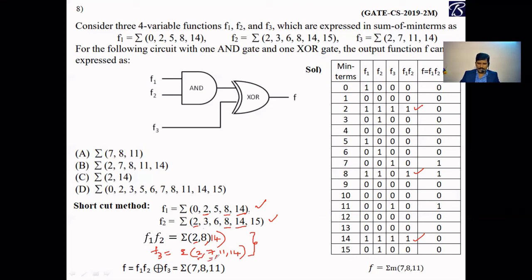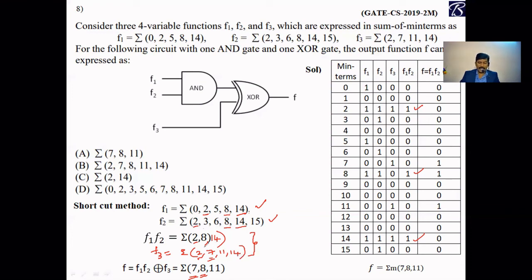Observe here, 7 is not present here, so we need to consider this 7. 8 is not present here, we need to consider 8. This 11 does not appear here in f1 f2, that's why we need to consider 11. This 14 is repeated here, 1 1, that is the same, we should not consider 14. So the final answer is 7, 8, 11.